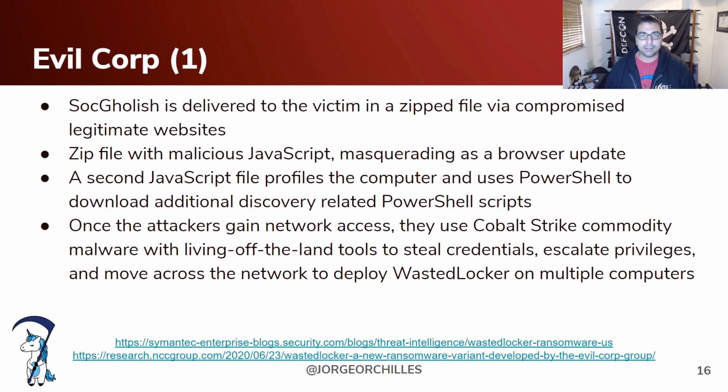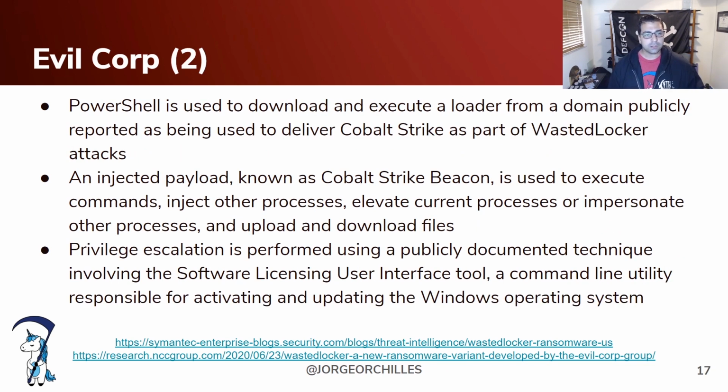With a Cobalt Strike command and control established, then they lived off the land to do some things like steal credentials, escalate privileges, and move laterally. So there's a more sophisticated threat actor that doesn't just get on one system and drop the ransomware. It was moving laterally up until the point where it would deploy the WastedLocker ransomware. So Evil Corp is the adversary, and WastedLocker is the ransomware that would actually encrypt the files and request the ransom. So PowerShell was used to download and execute a loader from a domain that was publicly reported to be delivering Cobalt Strike as part of these attacks.